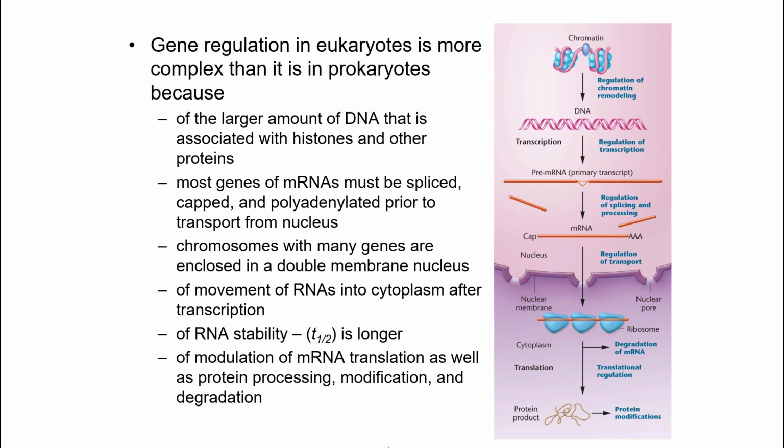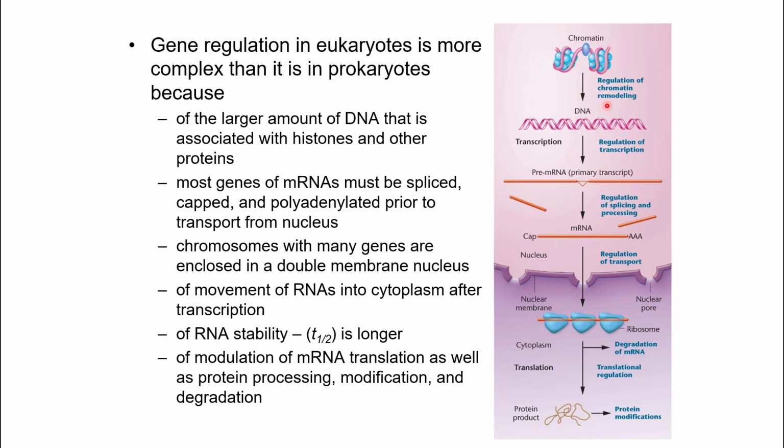So as we mentioned before when we talked about translation, gene regulation in eukaryotes is going to be a lot more complex than in prokaryotes, mostly because in prokaryotes, the DNA is contained in the cytoplasm, whereas in eukaryotic cells, that DNA is contained in the nucleus, and it's much larger. It's linear. It has an association with histones and other proteins.